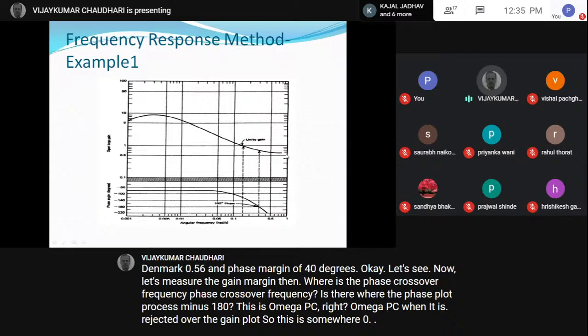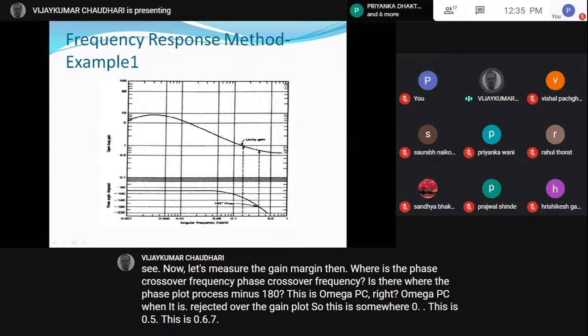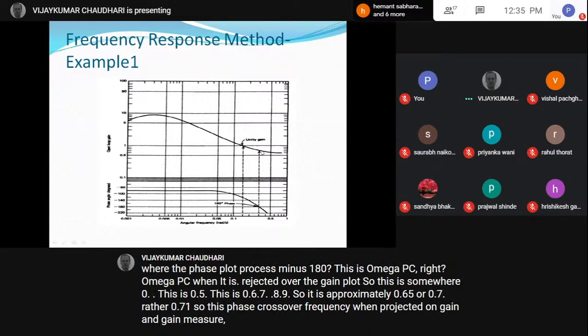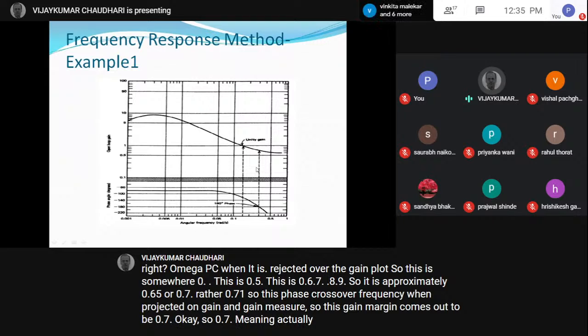This is 0.5, this is 0.6, 0.7, 0.8, 0.9. So it is approximately 0.65 or 0.7, rather 0.7. So this phase crossover frequency when projected on the gain and measured, the gain margin comes out to be 0.7. Okay, so 0.7, meaning actually we have a criterion of 0.56.